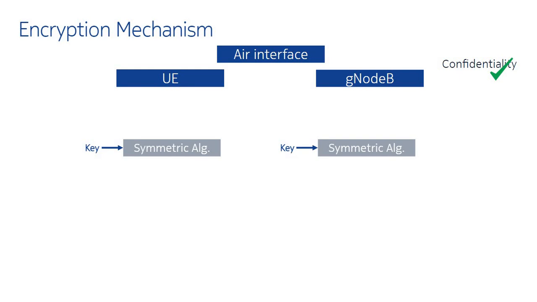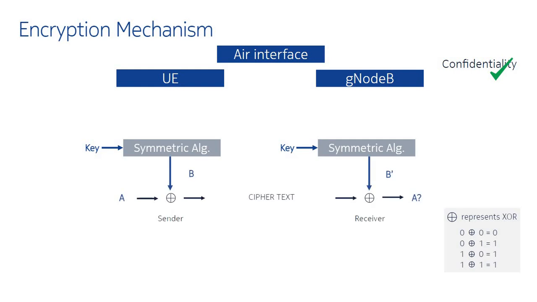First, it is based on the XOR, exclusive OR, Boolean operator, bit per bit. Why? Because A XOR B prime equals A, if and only if B prime equals B. In other words, the plaintext A is retrieved by the gNodeB if and only if the algorithm computation done by the gNodeB is identical to the algorithm computation done by the UE.